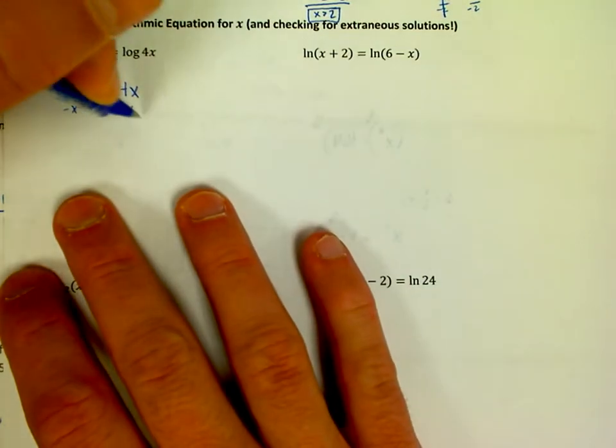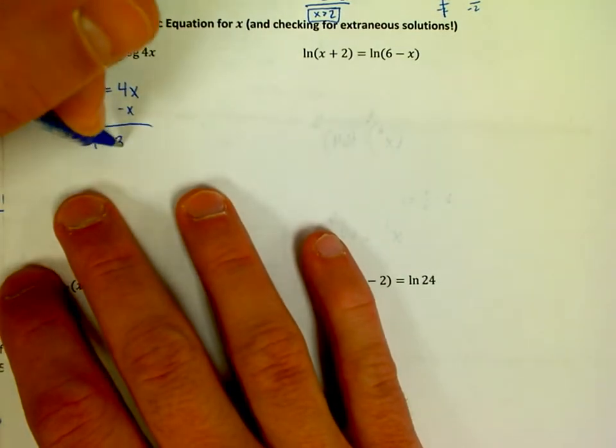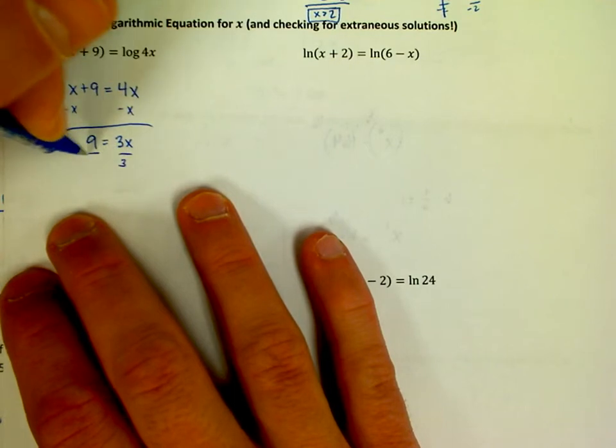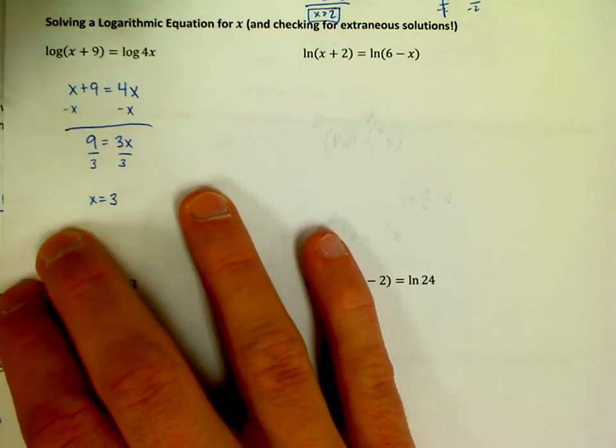I'm going to subtract x from both sides. 9 is equal to 3x. And if I divide out the 3, that means that x must be 3.